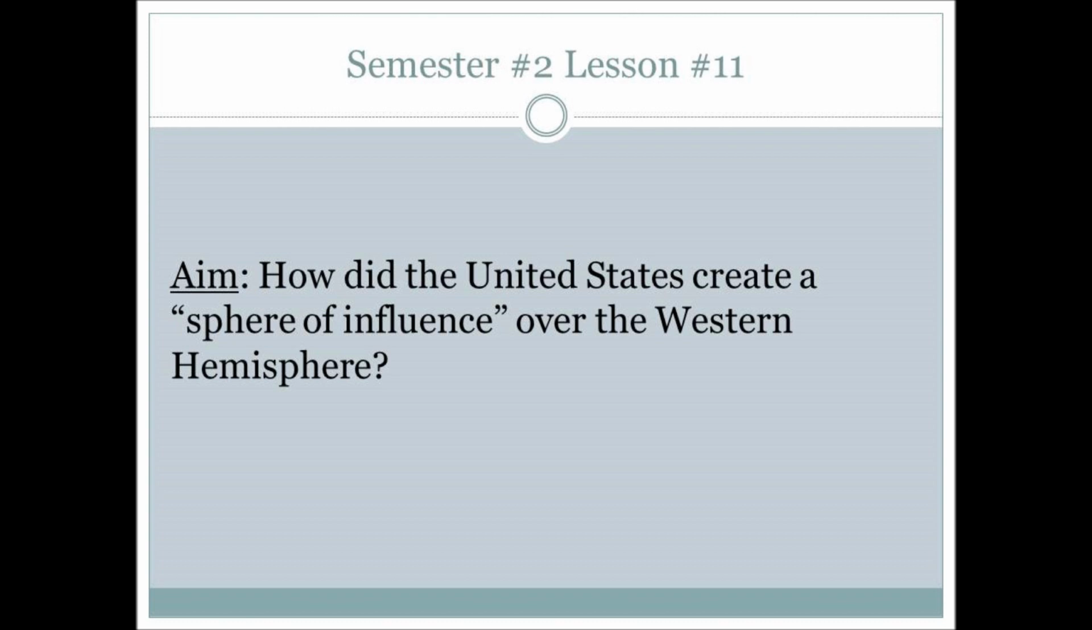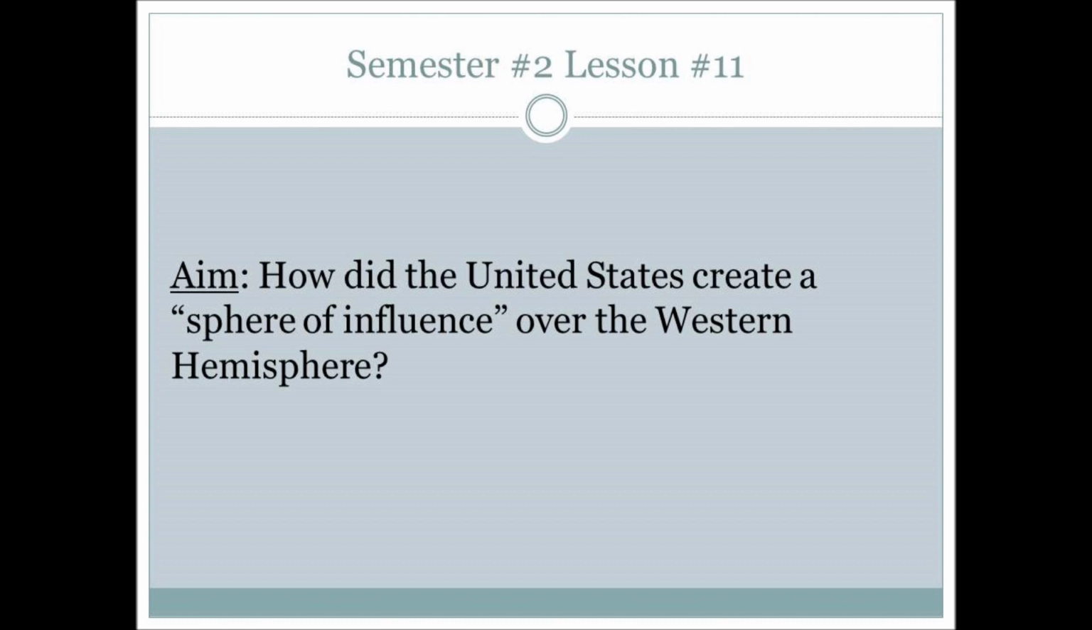And our aim today is how did the United States create a sphere of influence over the Western Hemisphere? When we look at this aim, I want to make sure we understand the concept of sphere of influence. The Western Hemisphere, which is basically made up of North America and South America, was, for all intents and purposes, under the influence or kind of run with the control of the United States during this time period, which was very symbolic of their imperialistic views.